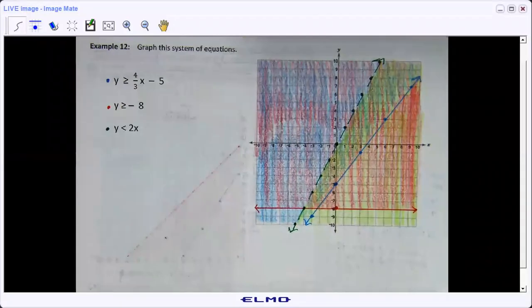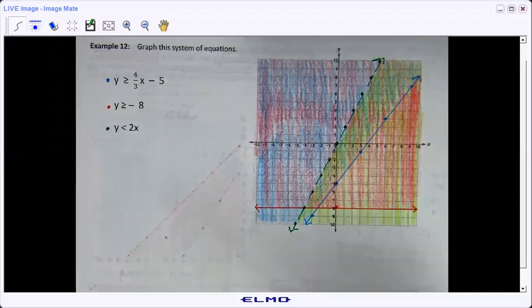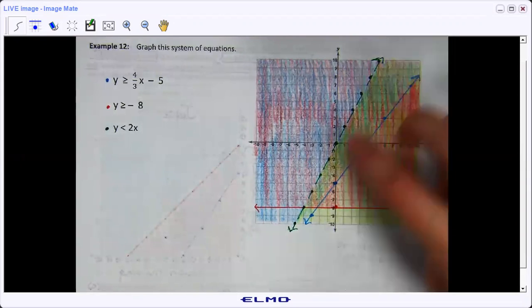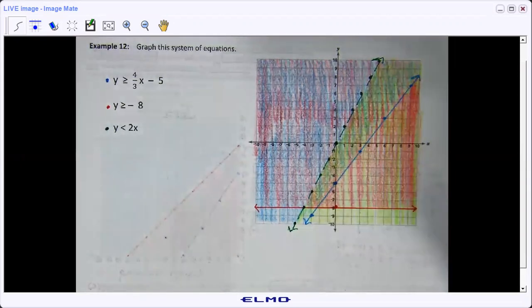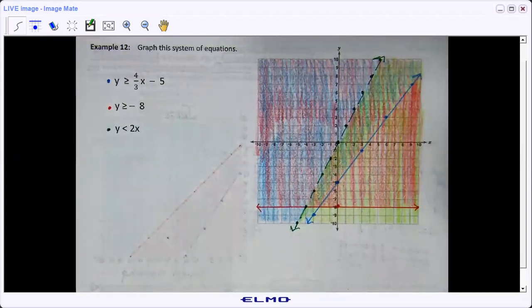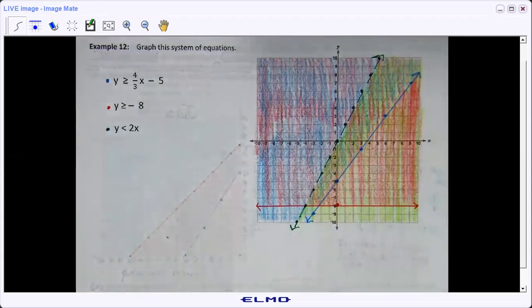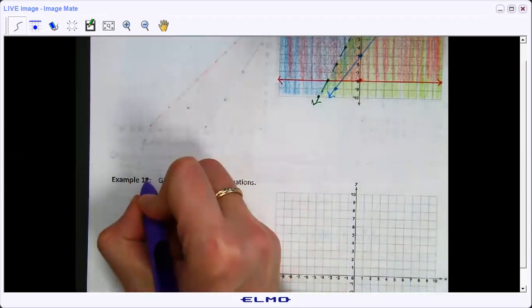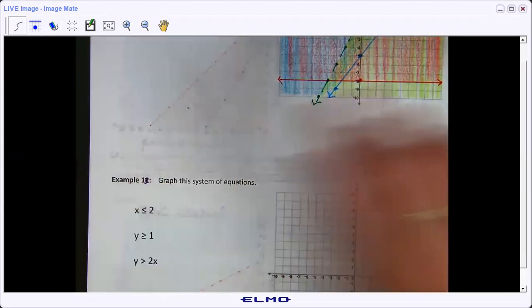Okay, this is what your graph should look like for example 12. And it's this middle section right here. So it includes quadrants 1, 3, and 4, but not 2. I want you guys to try to do example 13. It says example 12 down here, but it should say example 13. Do this one on your own and then we'll check it.